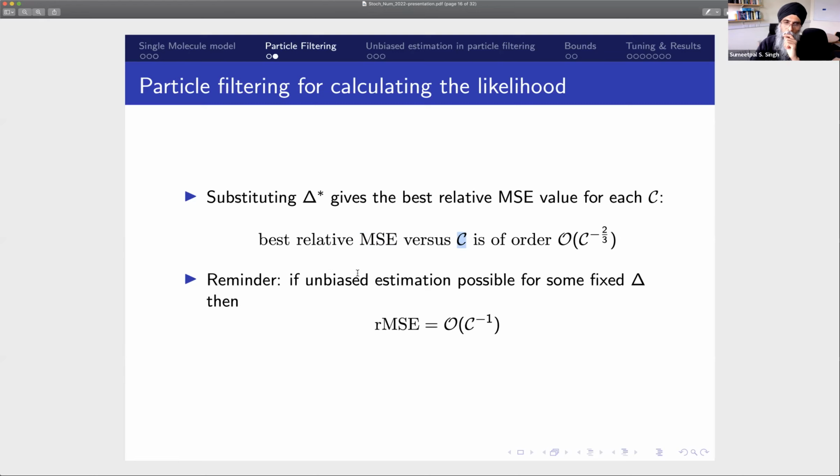If we did not have a bias, then we wouldn't have the term to do with the bias squared. If we could get rid of the bias for some discretization interval delta, then obviously our mean square error would decay like 1 over the CPU budget. This is what we aim to do, and this is what we have with the naive discretization method.